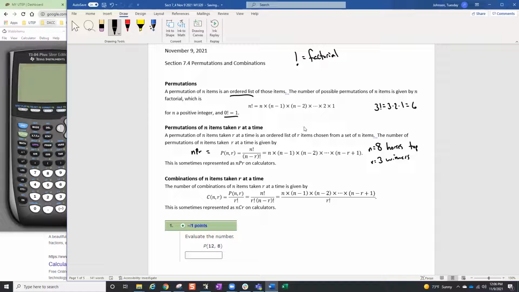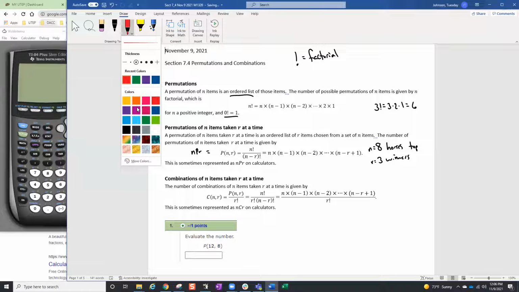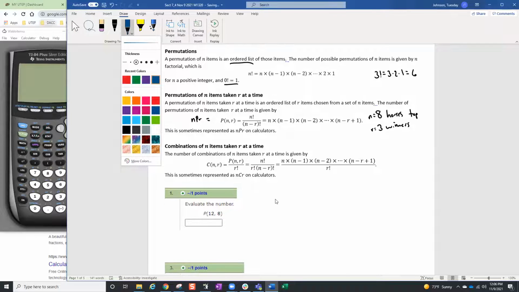Now, combinations changes it up a bit. Combinations is no order.